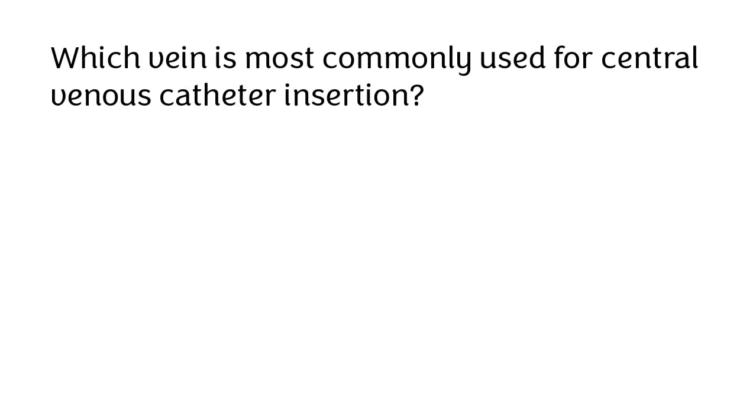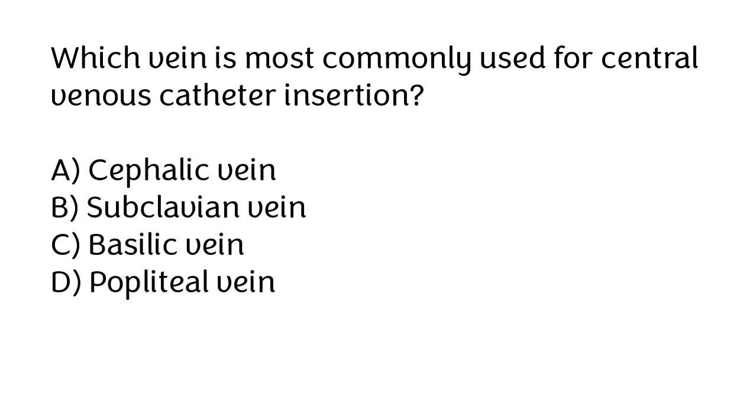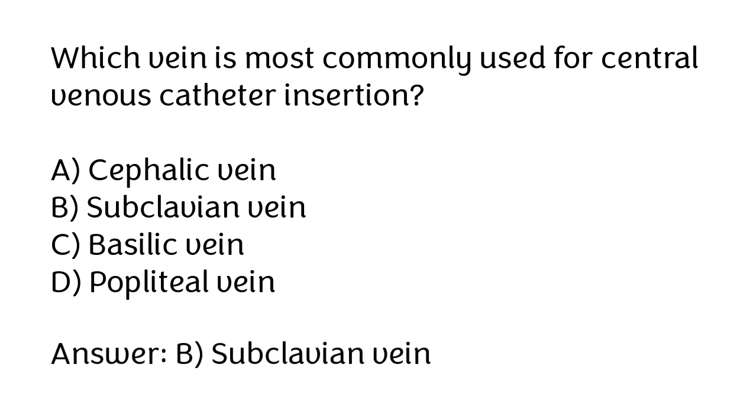Which vein is most commonly used for central venous catheter insertion? Cephalic vein, subclavian vein, basilic vein, popliteal vein. The correct answer is option B, subclavian vein.